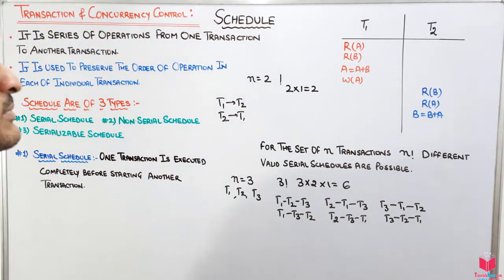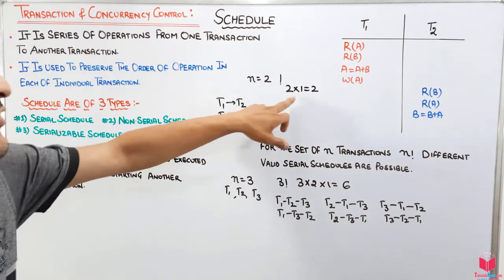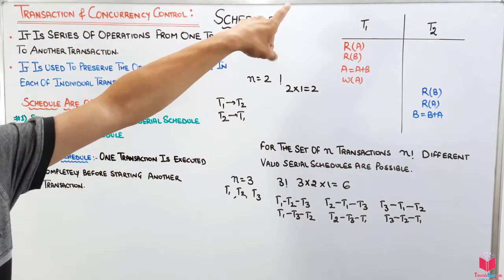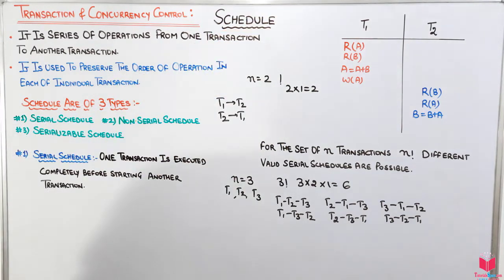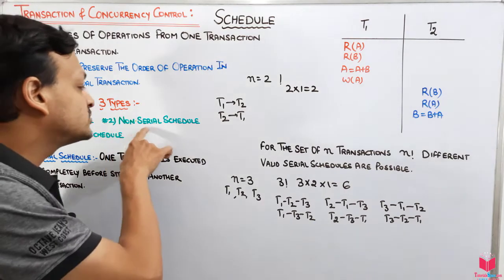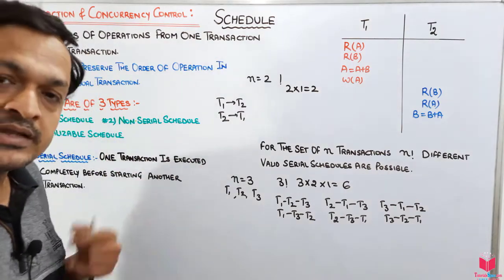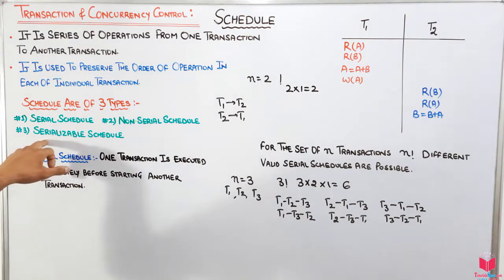So this is the basic procedure. If you want to know the different possible valid schedules for the serial schedule, you have to take the factorial of the number of transactions. This is all about what exactly a serial schedule is. In the next video, we will discuss what a non-serial schedule is and its points. Then in the following videos we will discuss the serializable schedule.